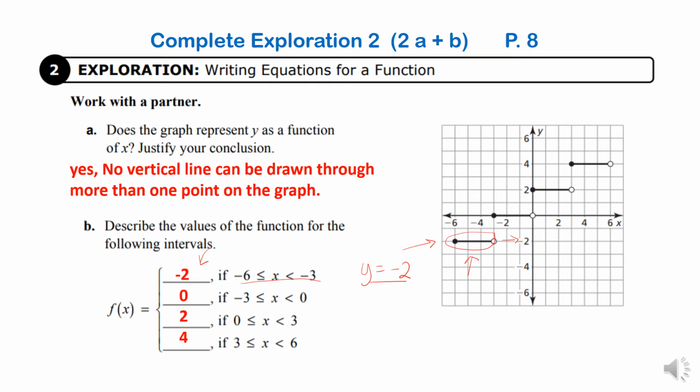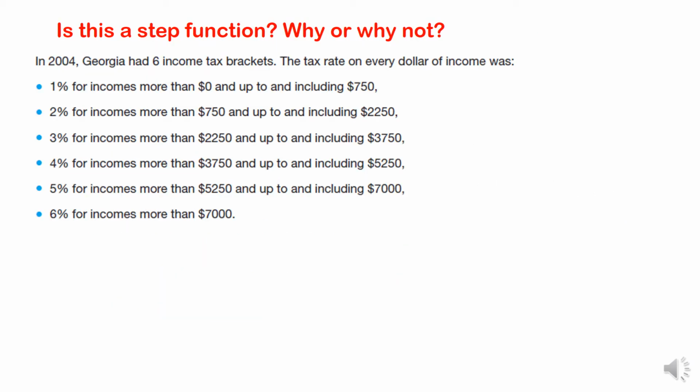Okay, now I found this one in my old book, and it's asking you, is this a step function? And why or why not? So the first thing I notice is that it's all percentages, so it's going to be 0.01 for the first one. But is it just 0.01? No, it's for incomes. That is your x. So my first equation is going to be this, which means it's not a horizontal line.